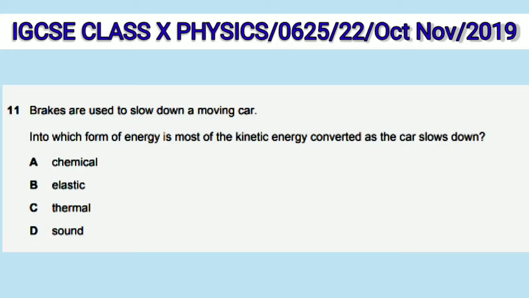Question 11. Brakes are used to slow down a moving car. In which form of energy is most of the kinetic energy converted as the car slows down? A. Chemical energy, B. Elastic, C. Thermal, D. Sound energy. Due to friction applied to the moving parts, most of its kinetic energy will be converted to thermal energy. So option C, thermal, is the correct answer.